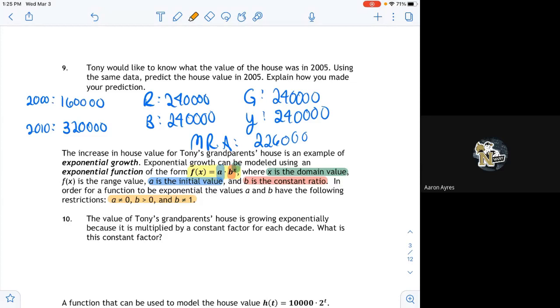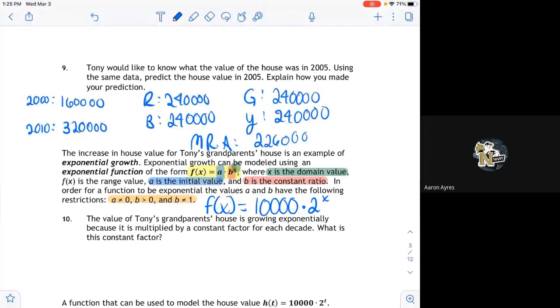All right, so what was the initial value of Tony's house? 10,000. So I can write a function, f of x equals 10,000. That's the initial value. What was the constant ratio? Times 2. And for whatever decade I want to find it, I let x equal the decade. That's the function for the situation. Does that make sense?